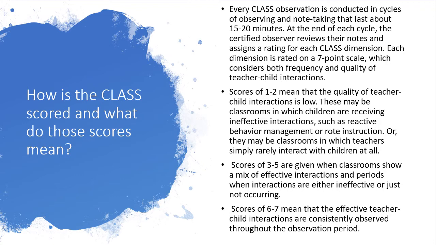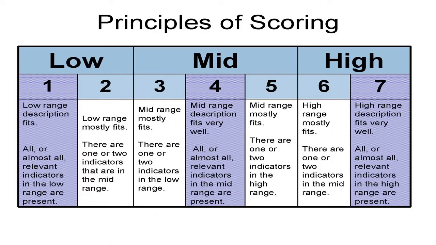6 or 7 means that the effective teacher-child interactions are consistently observed throughout the whole observation period. In other words, we're seeing it happen, everything that's on the list, we're checking it off, we're seeing everything, so that gives you a score of a 6 or a 7. And this is what it looks like.